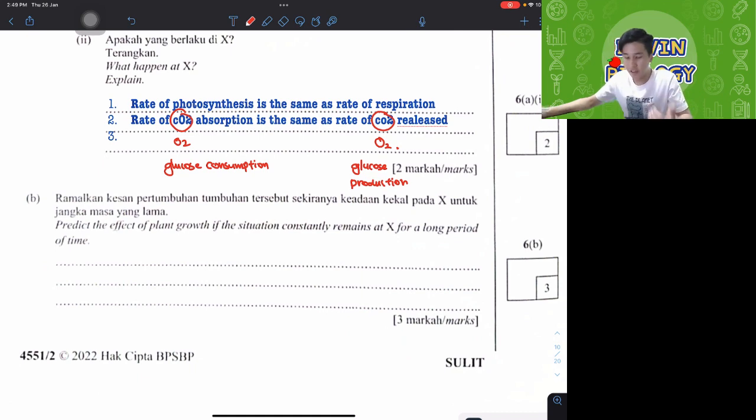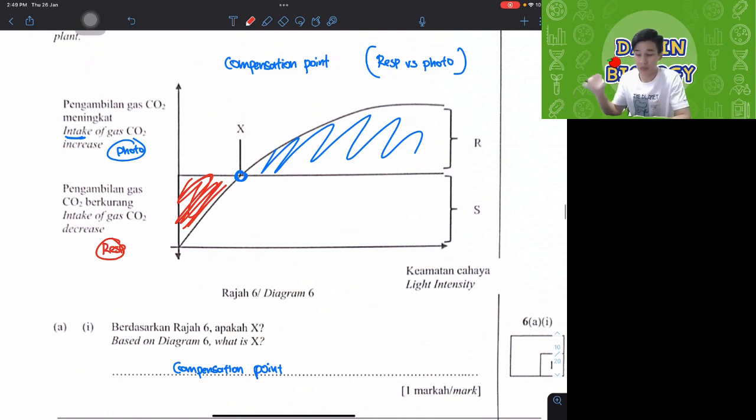Next, predict the effect on plant growth if the situation constantly remains at X for a long period of time. A very common question here. If the plant stays at compensation point for too long, first you have to ask yourself, is this a good or bad thing? I'll let you think first. A lot of you say good, right? Actually, it's not good. Why is it not good?